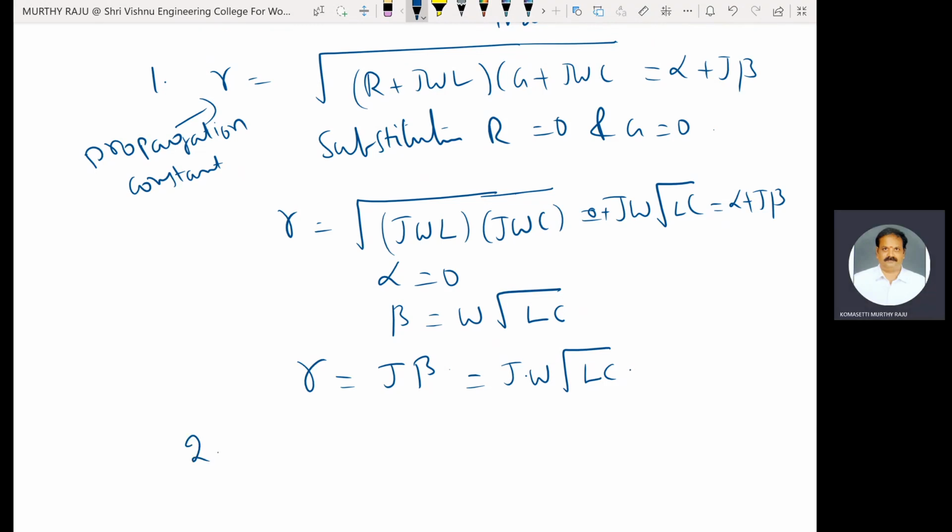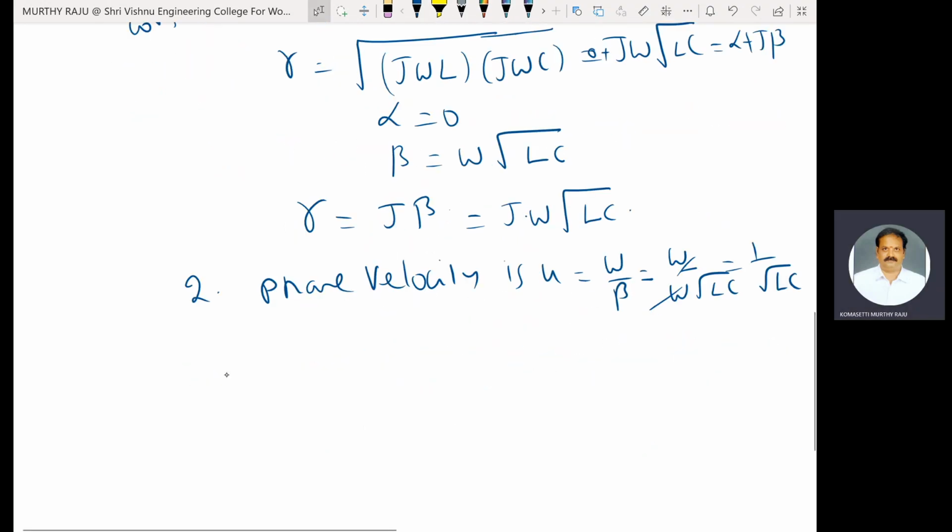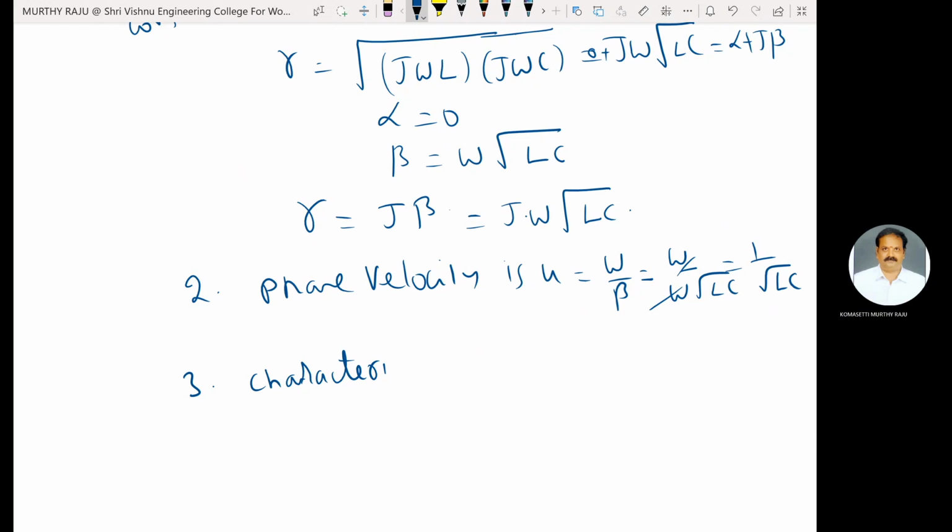Second one is phase velocity. Phase velocity u is equal to omega by beta. Here beta is omega root LC, so u is equal to 1 by root LC. Third one is characteristic impedance.